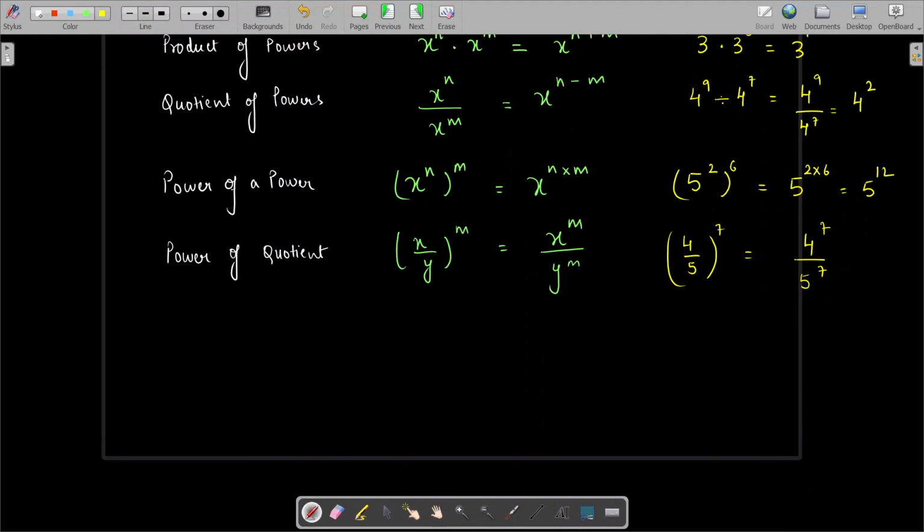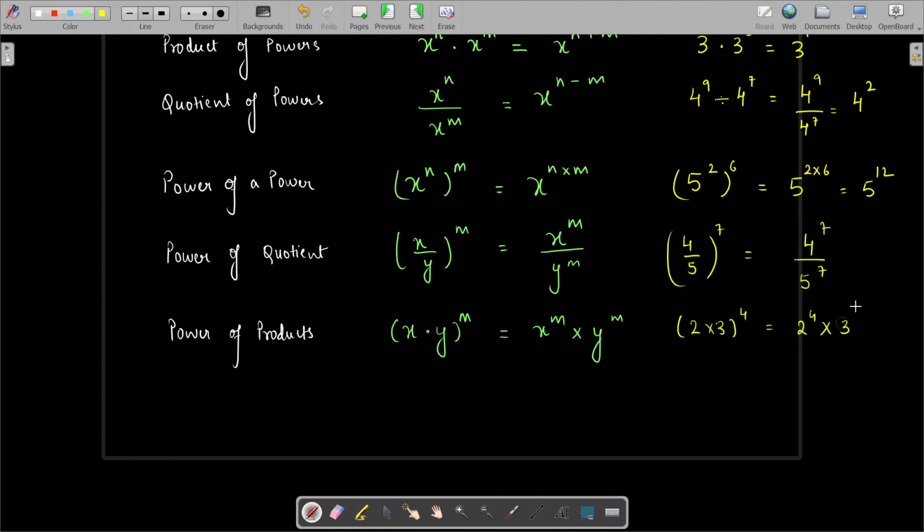Similarly, we also have power of products. So if you have a product of x and y, and this product is raised to some exponent m, again this exponent will get distributed. So x raised to m times y raised to m. For example, if you have 2 times 3, this is raised to 4, you can write it as 2 raised to 4 times 3 raised to 4.